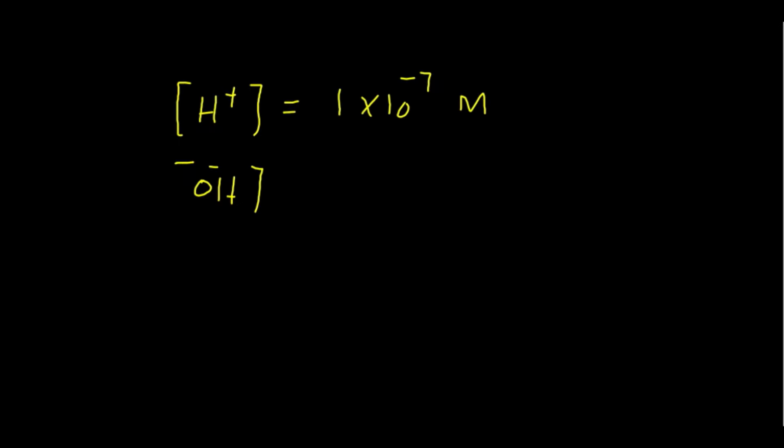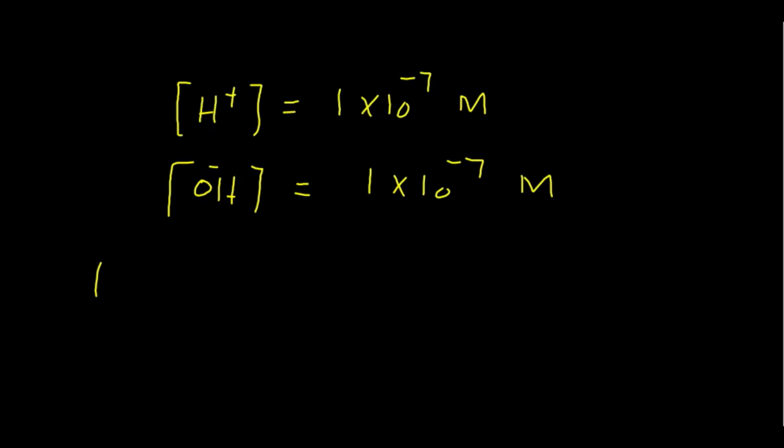Water is a weak electrolyte. The self-ionization of water occurs to a very small extent. So what are the experimentally determined concentrations of hydrogen ion and hydroxide ion? The experimentally determined concentration of hydrogen ion is 1 times 10 raised to the power minus 7 mole. Similarly, the experimentally determined concentration of hydroxide ion is 1 times 10 raised to the power minus 7 mole.